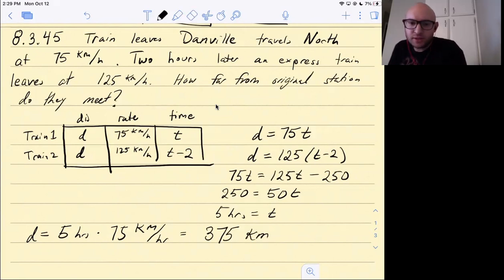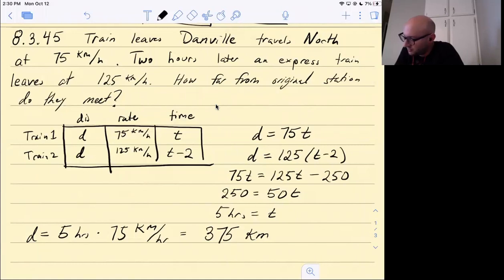Does anyone see another way without setting up a system and without doing all this? This is not too complicated of a problem, but without really needing to write anything down, can anyone come up with a good argument to justify, wait, did I do everything right here?